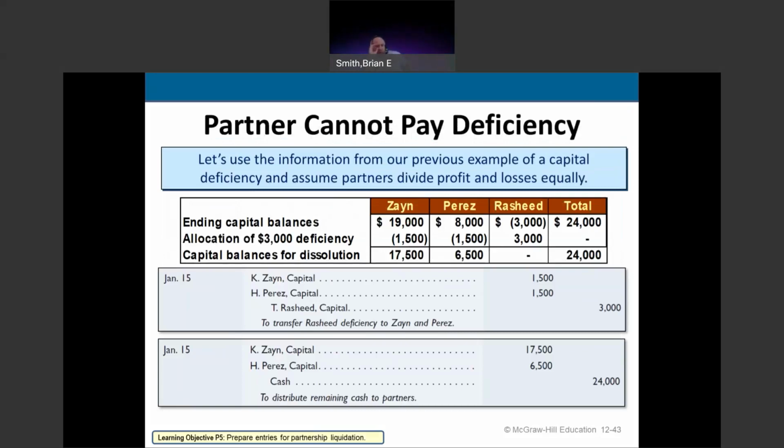This is kind of like I said, where things are just different than regular sole proprietor accounting. You don't see a lot of this happening, mainly because there's only one capital account, but you're crediting Rashid Capital for the $3,000 to get it to zero, and you have to allocate that loss, or that deficiency, to Zane and Perez. And then Zane and Perez are given the money based on their ratios. It's not going to change when it's shared equally. It's not going to change the ratio really for Zane and Perez. They're going to get whatever's left anyway.